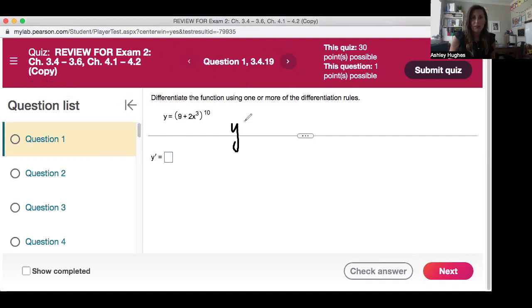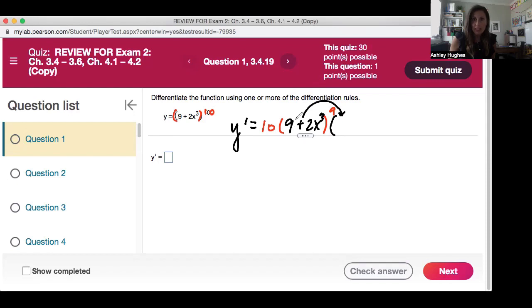All right, y prime equals, this is the chain rule. We have a function inside a function. So we have this raised to the 10th. So we bring the 10 down and this becomes 9. We keep the inside the same. Remember, we say don't chew the chocolate. And then we multiply by the derivative of the inside.